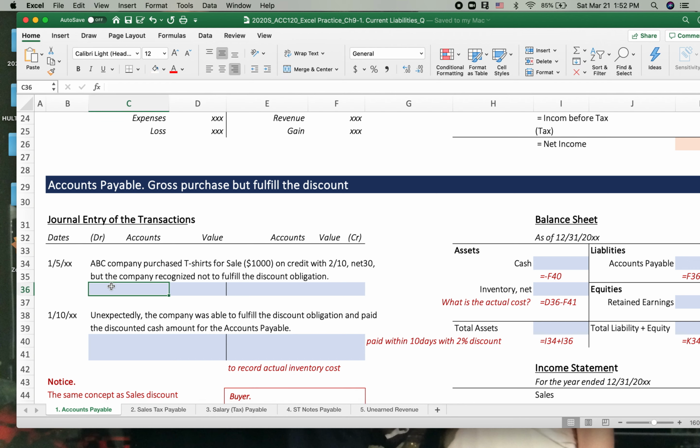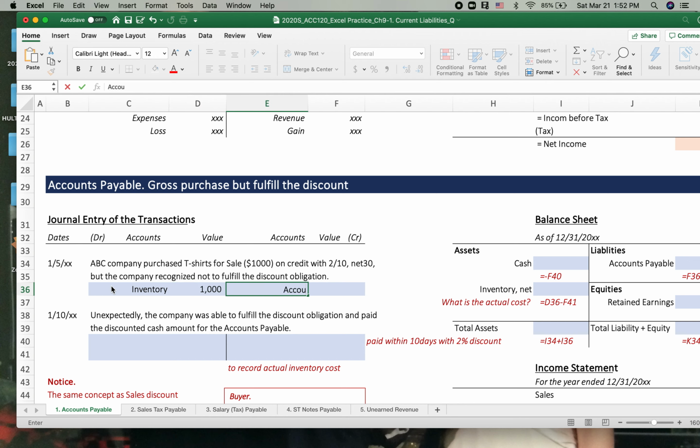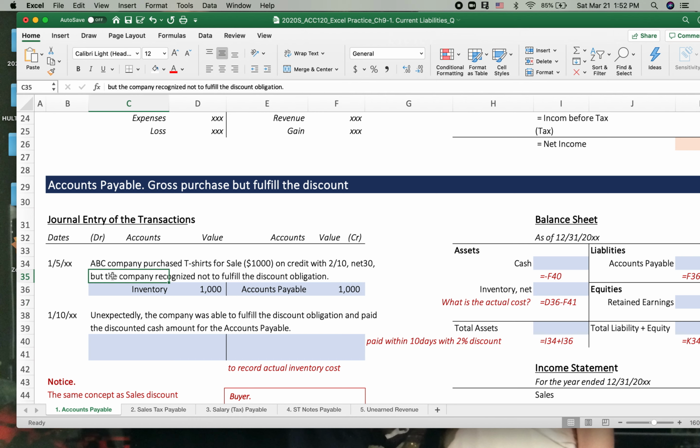So let's record inventory $1,000 on the debit side, and accounts payable $1,000. Now that is the full amount of the inventory. Why? Because the company recognized not to fulfill the discount obligation. So this inventory amount will be the value the company will pay.